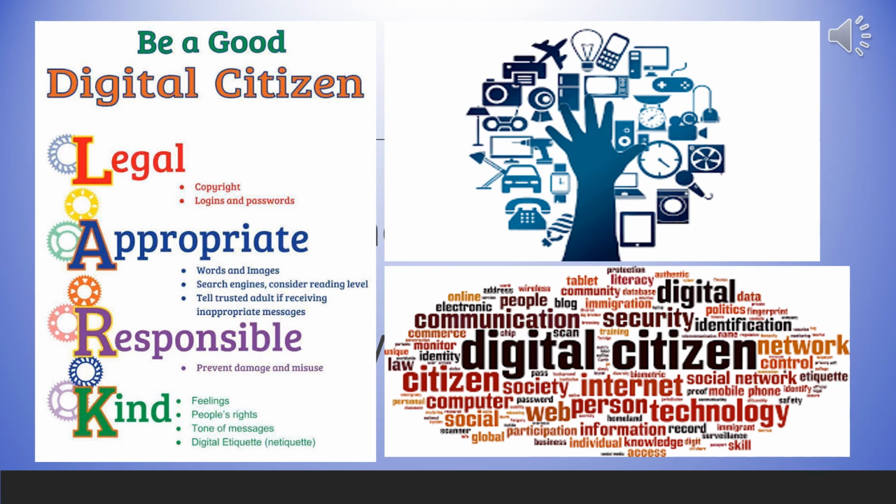Just to recap, the 9 elements of digital citizenship are as follows: digital access, digital communication, digital literacy, digital etiquette, digital security, digital law, digital commerce, digital health and wellness, and finally, digital rights and responsibilities.